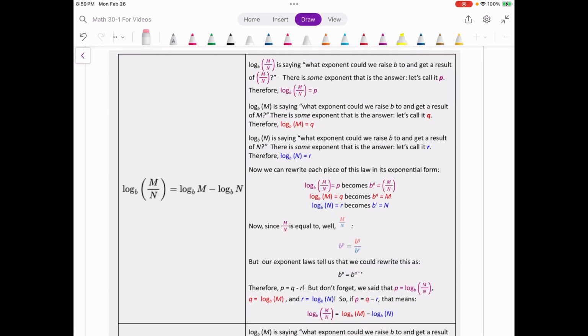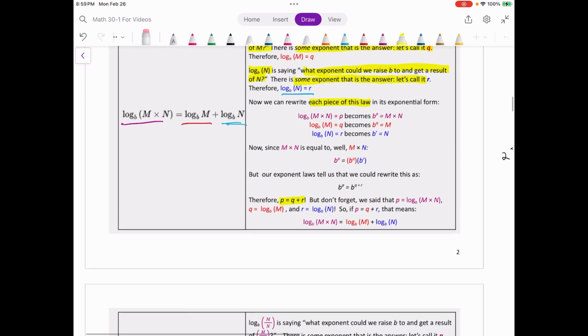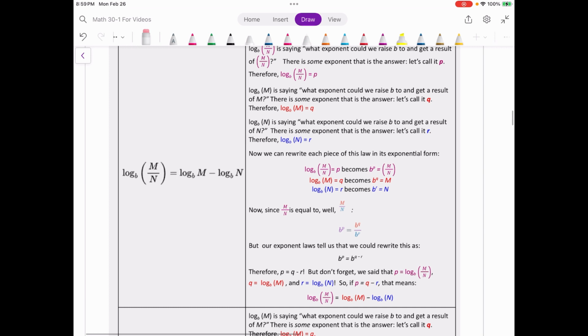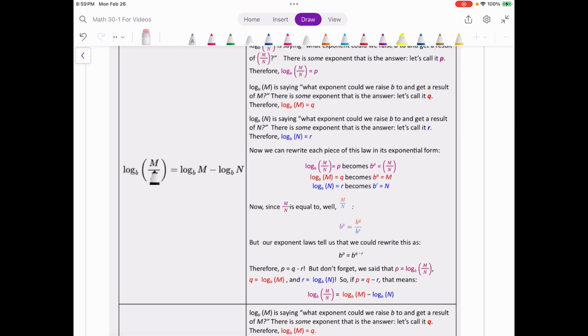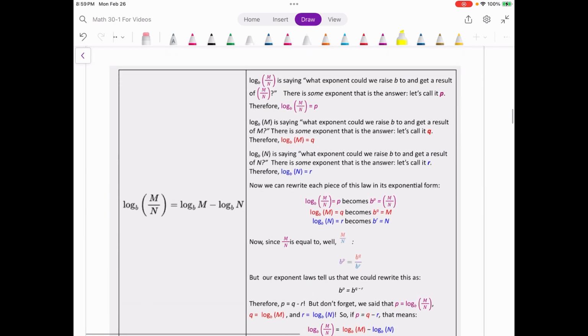So this next one, you might be able to guess, this was called the product law of logarithms because we were multiplying. This one is called the quotient law of logarithms because we're dividing. It says log base b of m over n can be split up into log base b of m minus log base b of n. Notice very similar to this one, except multiplication becomes addition of two separate logs. Division becomes subtraction of two separate logs.